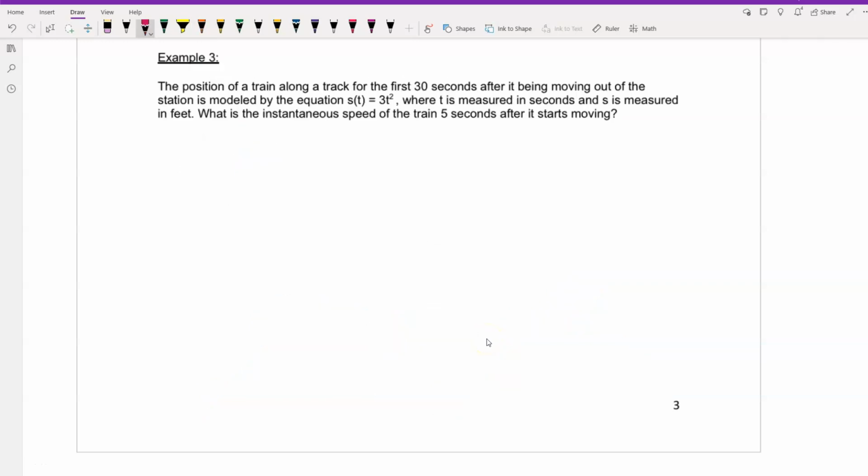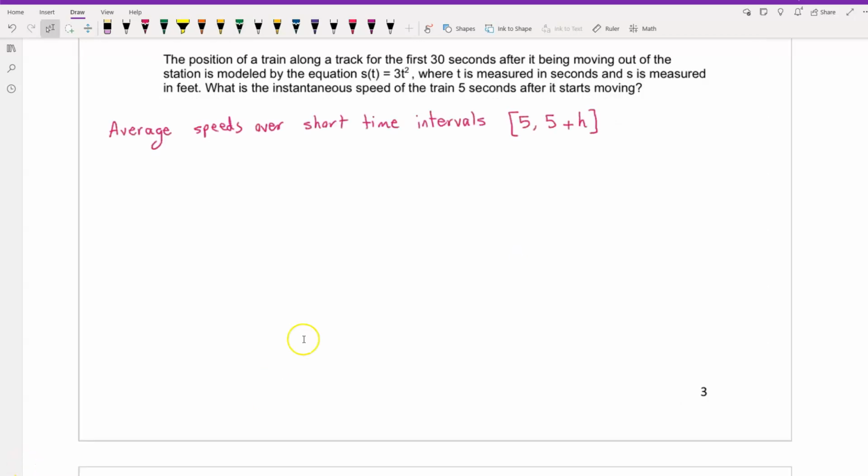Here in this example, we are able to find instantaneous speed. The position of a train along a track for the first 30 seconds after moving off from the station is modeled by the equation s of t equals 3 times t squared, where t is measured in seconds and s is measured in feet. What is the instantaneous speed of the train 5 seconds after it starts moving? So here is our time interval, 5 and 5 plus h. h is the length of our interval. So we are finding average speed over short time intervals 5 plus h.